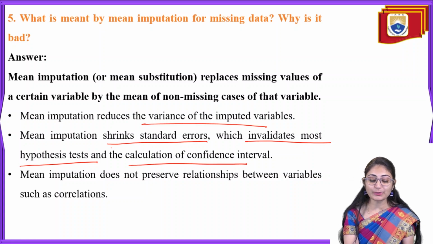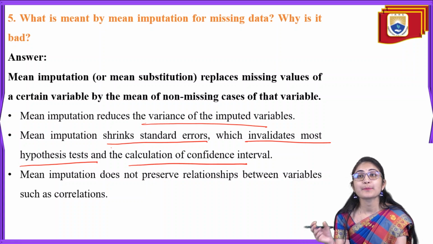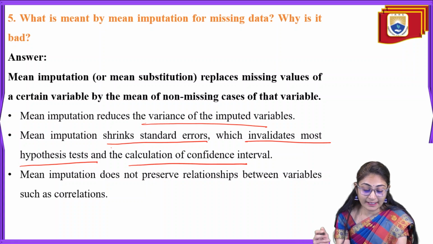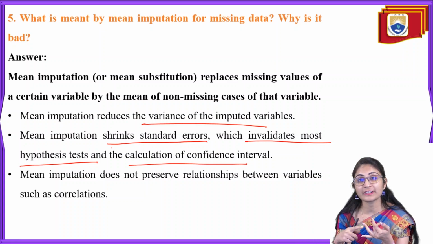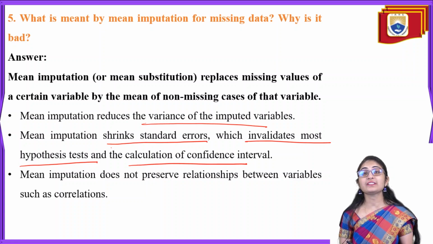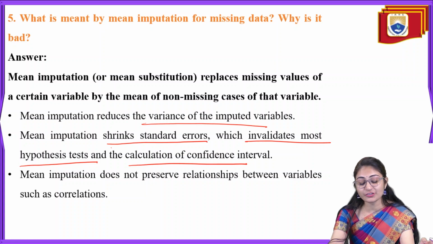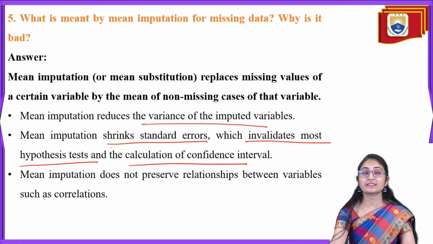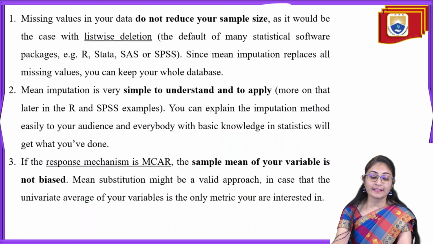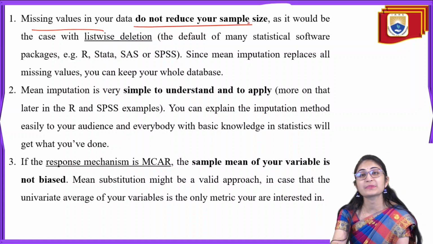So mean imputation is used for replacing your missing values of a certain variable, but it will reduce the variance, it will shrink the standard errors, and it will not preserve the relationship between the variables, like the correlation. Then, missing values in your data do not reduce your sample size.